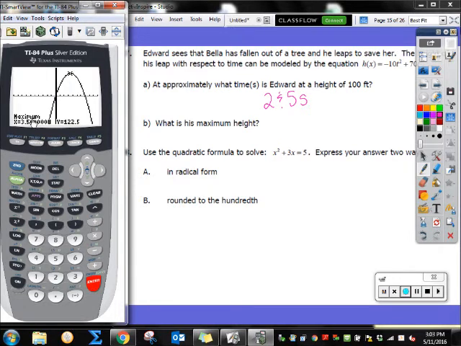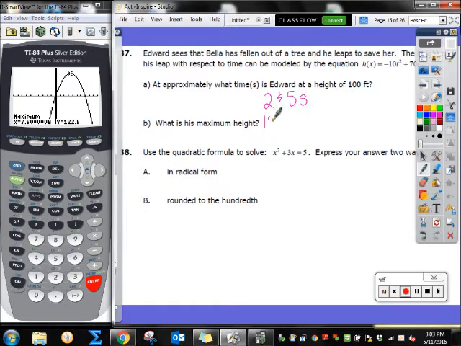Now, make sure you're answering the correct question. What is the maximum height is going to be the y value. If it said when is he at his maximum height, that would be 3.5 seconds. So what is his maximum height is 122.5 feet.